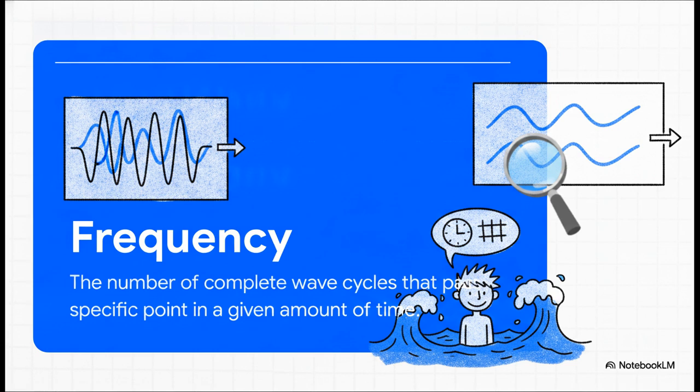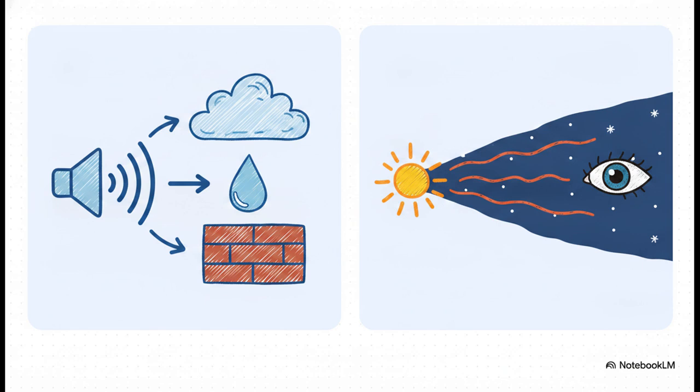It's absolutely crucial to understand the difference here. Wavelength is about how long a wave is in space, while frequency is all about how often that wave repeats over time. Now, we classify these repeating waves into two main categories: mechanical and electromagnetic. Mechanical waves absolutely need a medium to travel through, meaning some sort of physical matter like air or water. Sound is a perfect example of this.